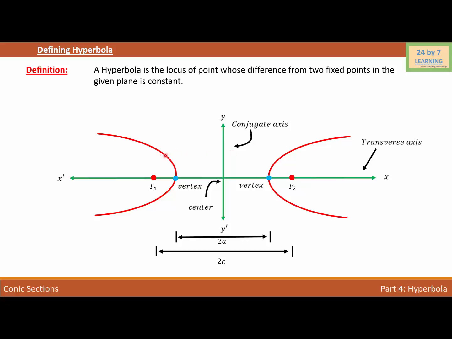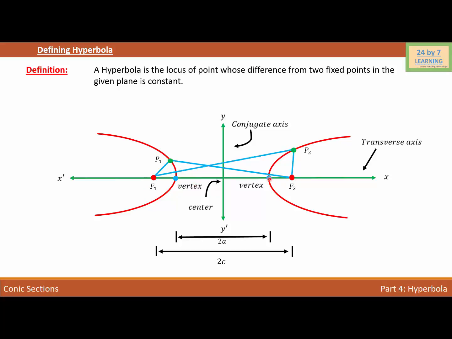Now let's consider a point over here and here. My first point is this point, which is P1, and I have another point over here, which is P2. Now I'm going to connect point P1 with F1 first and then point P1 with F2, and in the same way I'm going to connect point P2 with F1 and then P2 with F2.